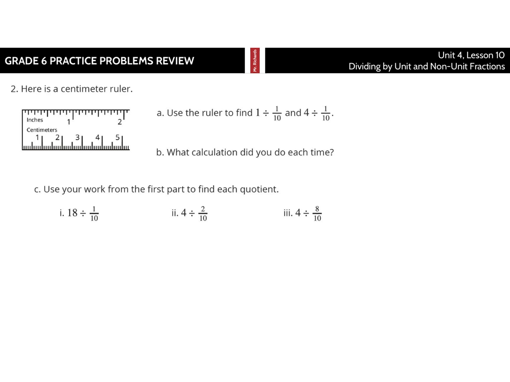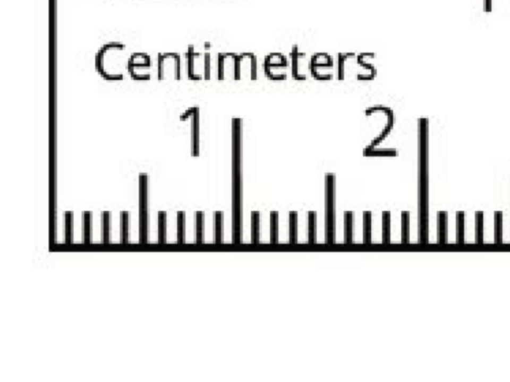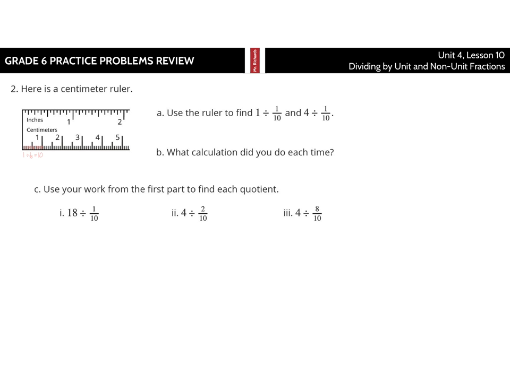Looking over question number 2, I love this question because here's a centimeter ruler. Use the ruler to find 1 divided by 1/10. Let's zoom in here and look at this 1 divided by 1/10. Well, how many tenths do I have here to get to 1? I have 1, 2, 3, 4, 5, 6, 7, 8, 9, and then finally I get to 10. So 1 divided by 1/10 is going to be 10.